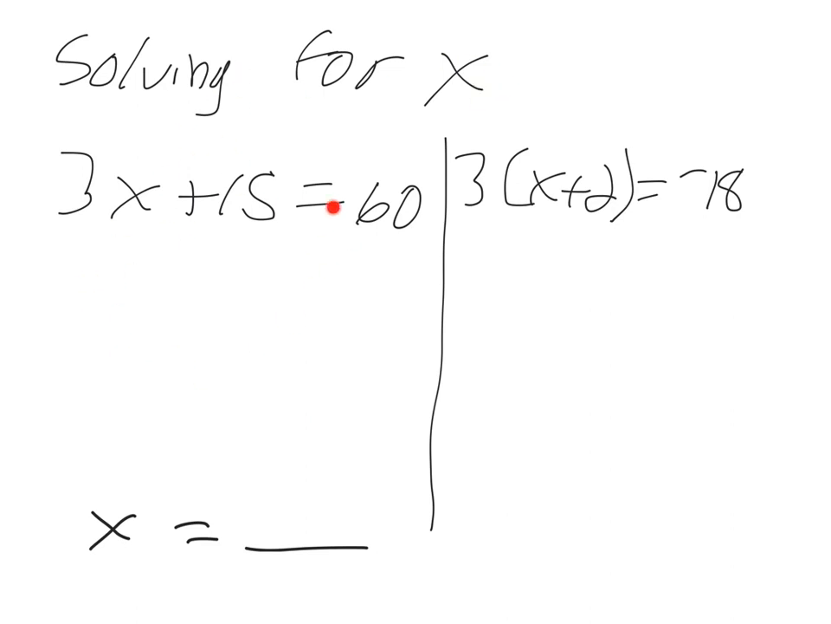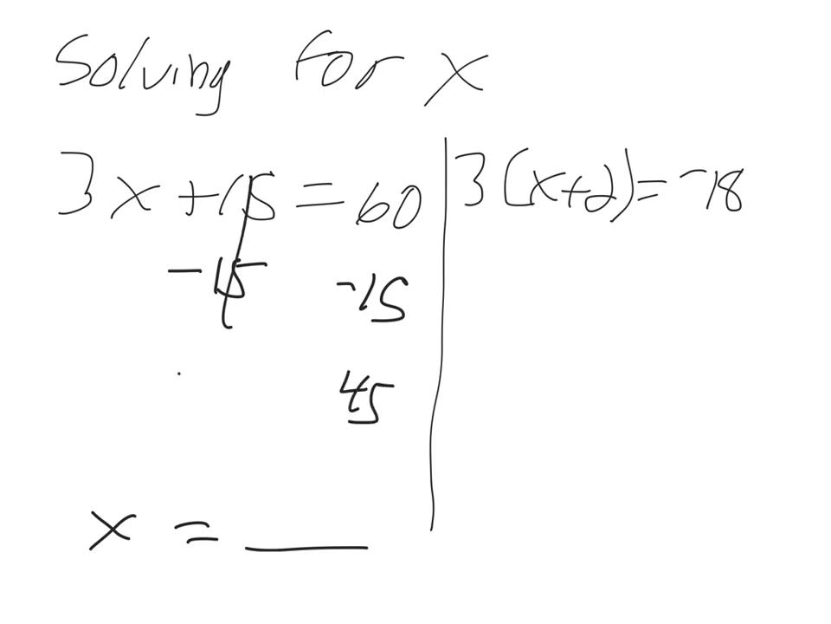So the way we're going to do that is by doing the opposite. The opposite of plus 15 is minus 15. Why? Because it's the equal sign. Because this side over here is equal to this side over here, if I make an adjustment over here, I have to make that equal adjustment over here so it remains an equation. So 60 minus 15 is 45.